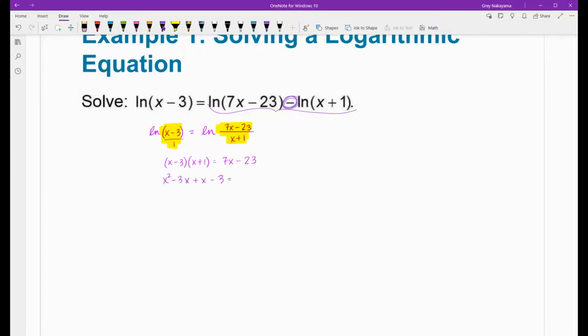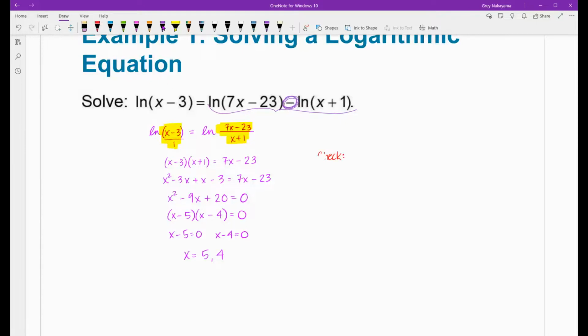Then I'm going to FOIL, and I'm going to bring everything to one side because it's a quadratic. The factors of 20 that add up to 9 are minus 5 and minus 4. So I set each factor equal to 0 and x equals 5 or 4.